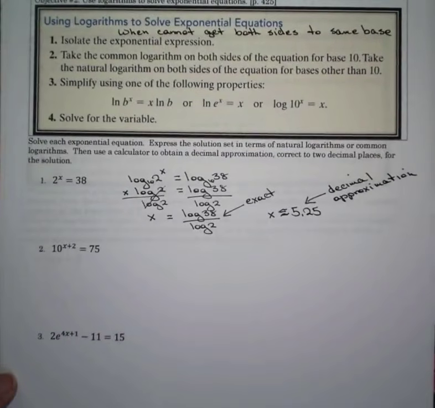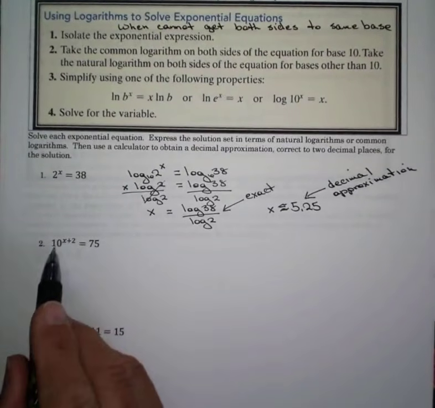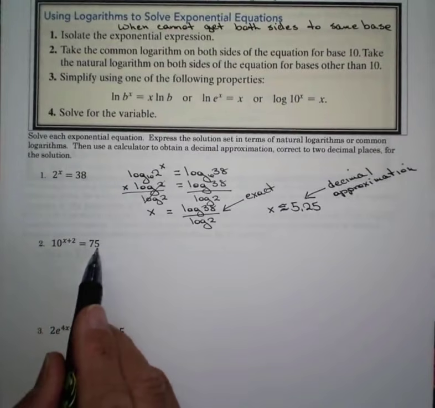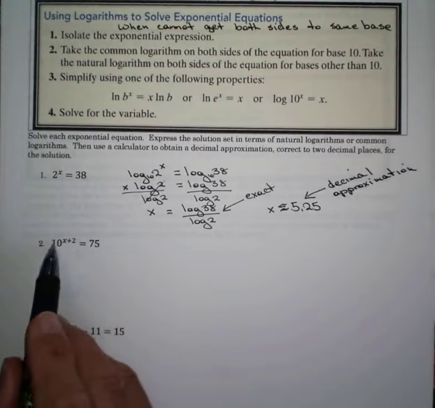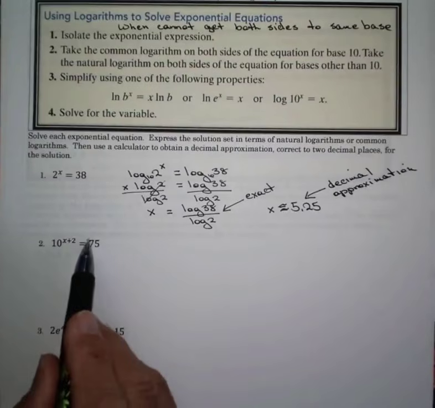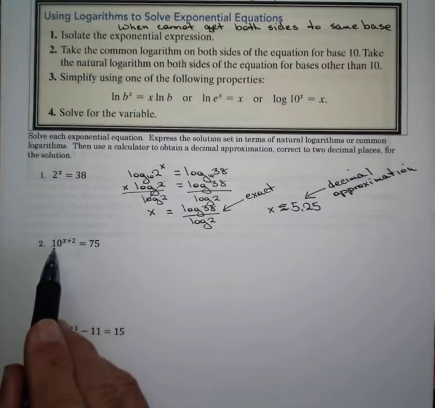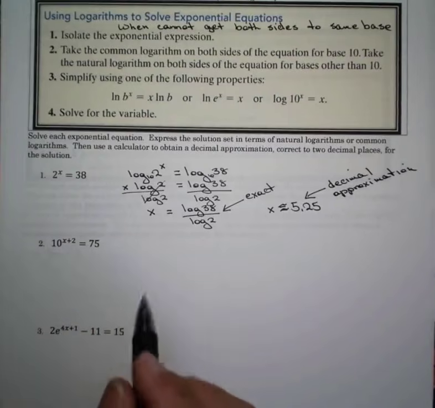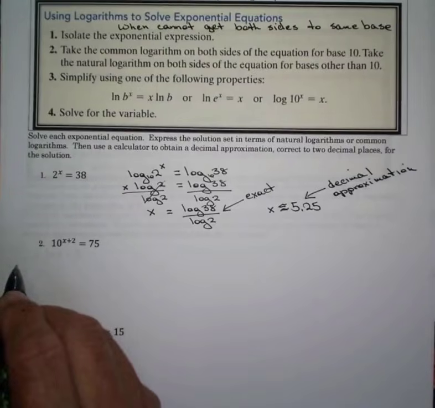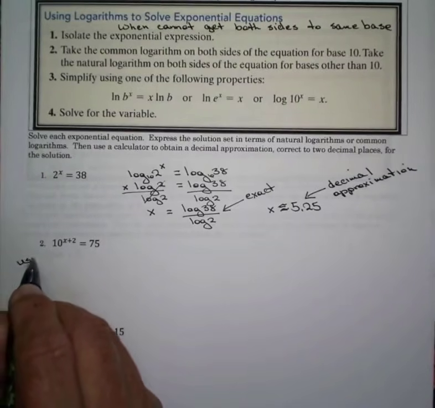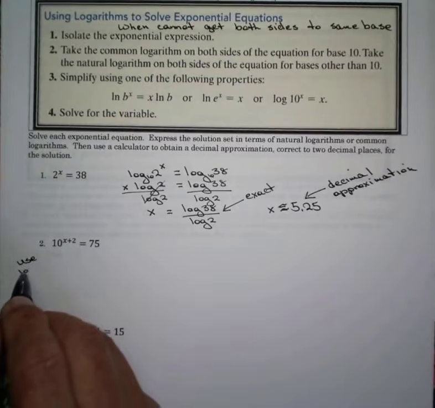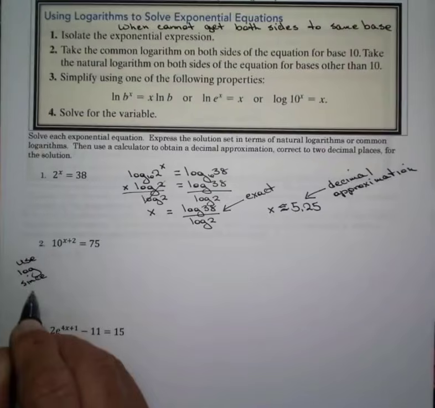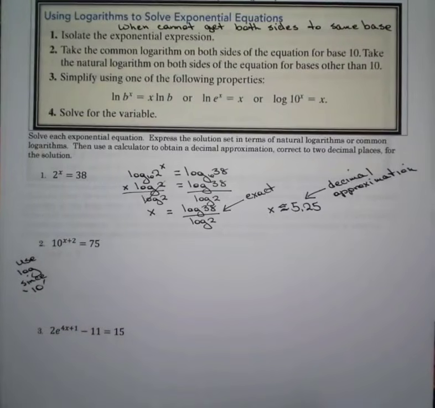All right, let's look at another one. This one is 10 to the power of x plus 2, and it's equal to 75. I can't get this to a base 10, but this is a base 10, so I'm definitely going to use log for this one, because my common log is a base 10 log, and that'll help me, as you'll see in our equation in just a minute. So I'm going to make a note: I'm definitely going to use the log base 10 since we have a 10 as one of the bases.